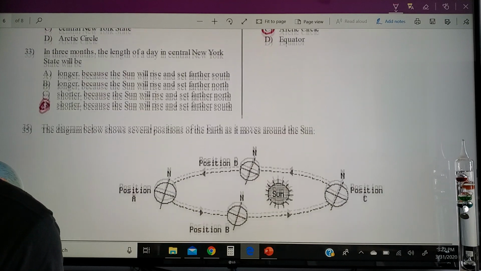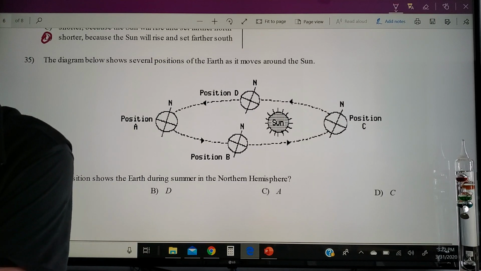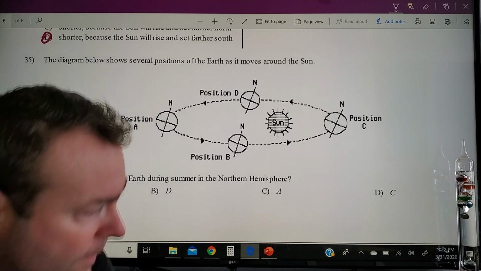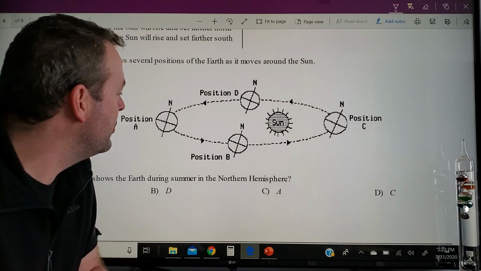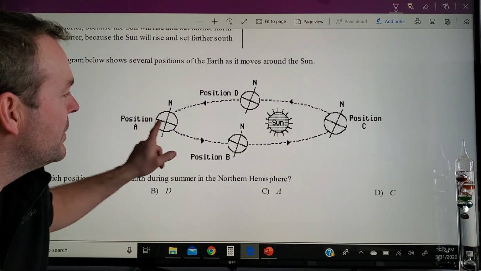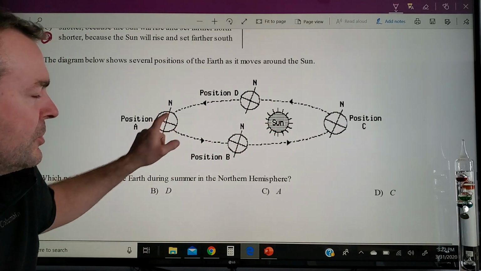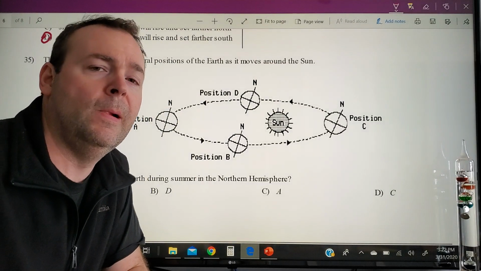The last one, 35, is asking you which position shows the Earth during summer in the northern hemisphere. That's going to be summer, so we're tilted toward the sun, right? So this one is tilted toward the sun. That's definitely your summer in the northern hemisphere. And notice it's also furthest away. We are furthest from the sun in the summer.